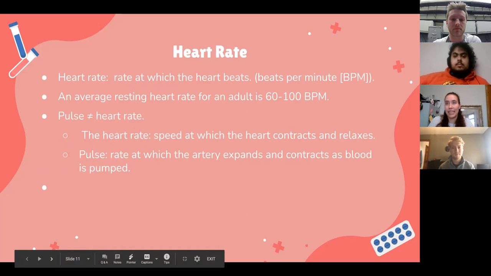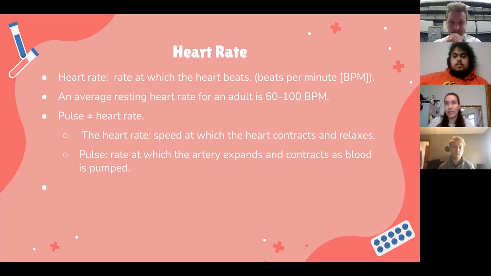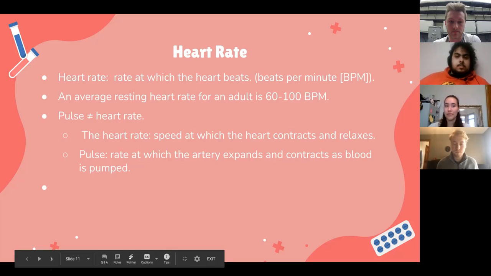Despite being very closely related, pulse and heart rate are not exactly the same. The heart rate is the speed at which the heart contracts and relaxes, whereas the pulse rate is the rate at which an artery expands and contracts when blood passes through. A normal resting heart rate in an adult is usually between 60 to 100 beats per minute. On the other hand, a well-trained athlete might have an average heart rate between 40 and 60 beats per minute. Heart rate can also vary with age.